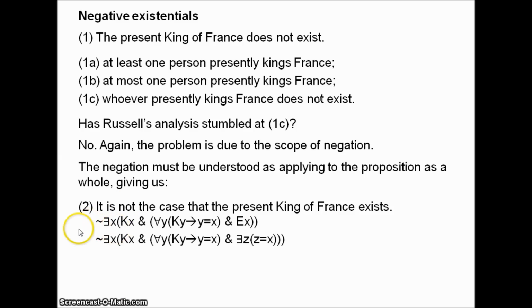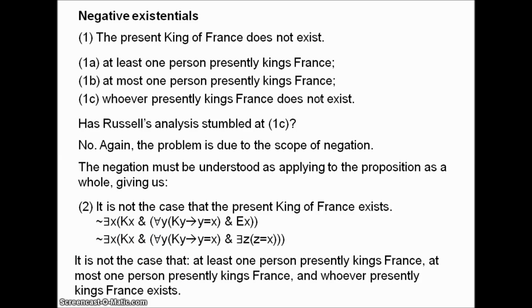Now the point is that this is perfectly reasonable. The problem has been dissolved. It is not the case that at least one person presently kings France, at most one person presently kings France, and whoever presently kings France exists. There's nothing wrong with that analysis there.